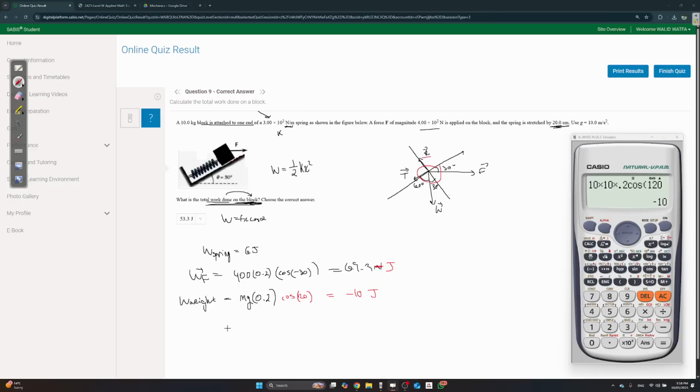We have the work done by the normal reaction, which is obviously just 0. Why? Because obviously it's perpendicular. Perpendicular forces don't do anything.